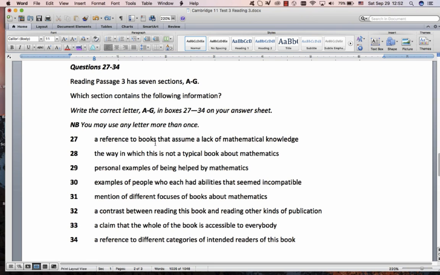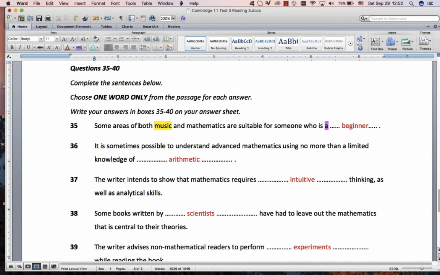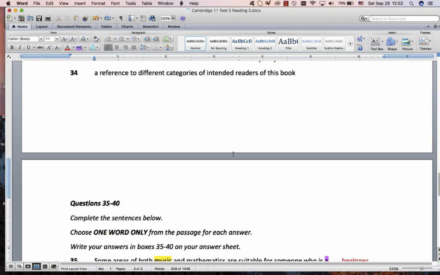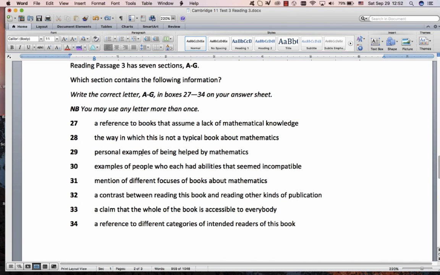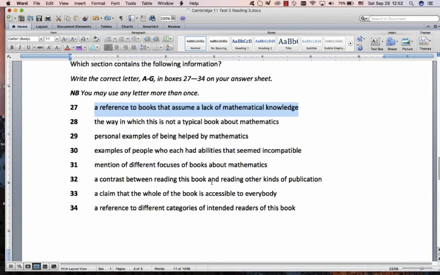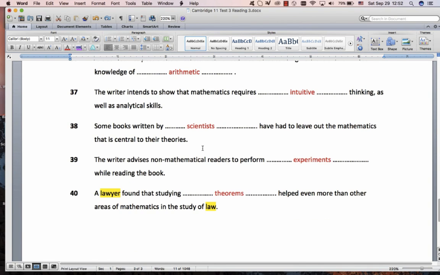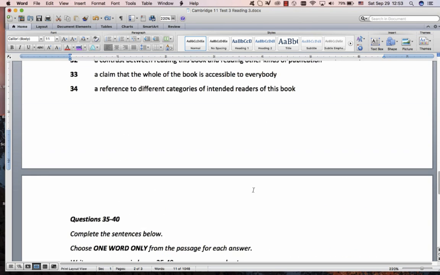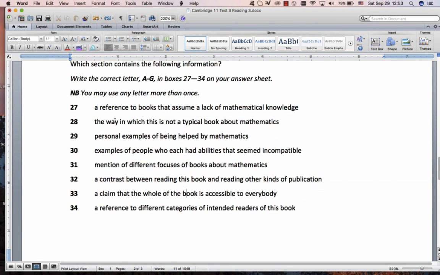So what you'll need to do is, let's look at the first one. Some areas of music and mathematics are suitable for someone who is a beginner. Does that match up with any of these? The other way that you could do it is to start here and see if you remember any of these words which will remind you of any of these things. And I think I'm going to do it that way first, because actually I see one straight away.